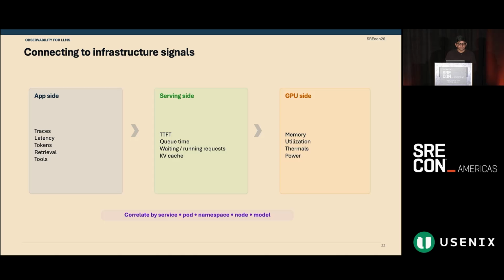App signals focus on user experience, but we also need to correlate those signals to GPU or infrastructure metrics. The way we correlate these app traces to resource and infrastructure signals is through common labels such as service, pod, namespace, node, model name.